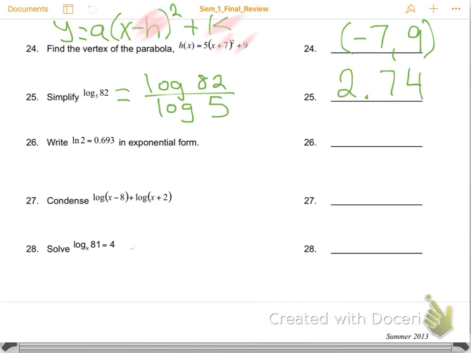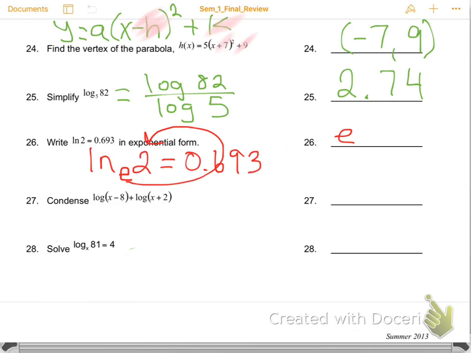Number 26 says write natural log of 2 equals 0.693 in exponential form. I'm just going to rewrite it a little bigger so you guys can see it. It doesn't show me the base, but it's a natural log, so I automatically know the base is e. To rewrite this, just like I showed you in class, we're going to swirly, which means you take your base, e, raised to the power of 0.693, and it has to equal 2.